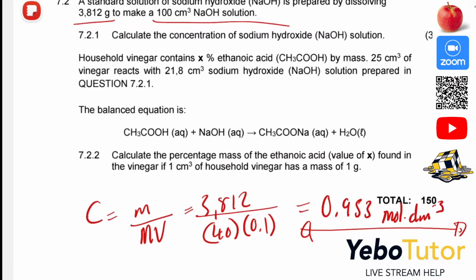7.2.2. This is the balanced equation, which you can see now. Calculate the percentage mass of the ethanoic acid found in the household vinegar. Oh my word, this is going to be a long, boring question, guys. But because I'm a good person, let's just solve this.